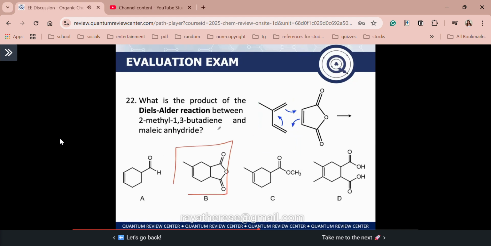So, class, ang answer is letter B, following our arrow pushing. Okay, again, dapat familiar na kayo pag anhydride. We have carbonyl functional groups, and of course, derivative siya ng carboxylic acid, not our original or initial carboxylic acid molecule. So, for number 22, answer po is letter B.